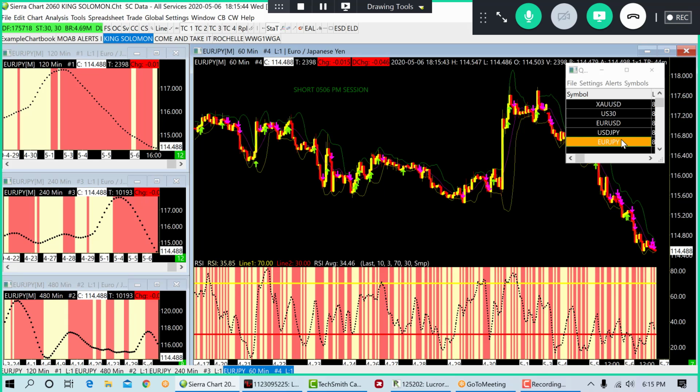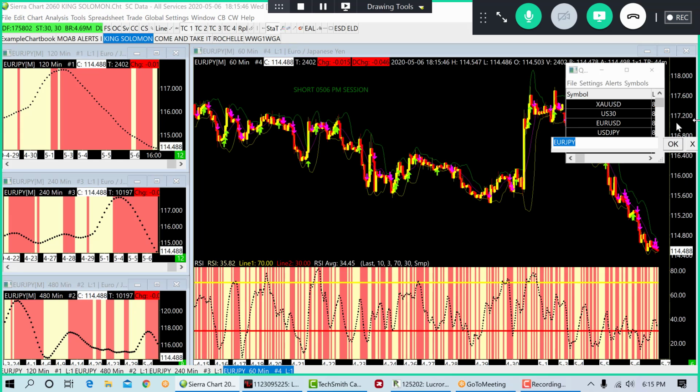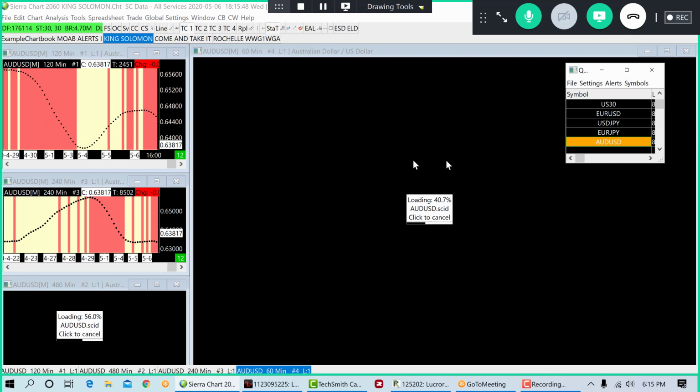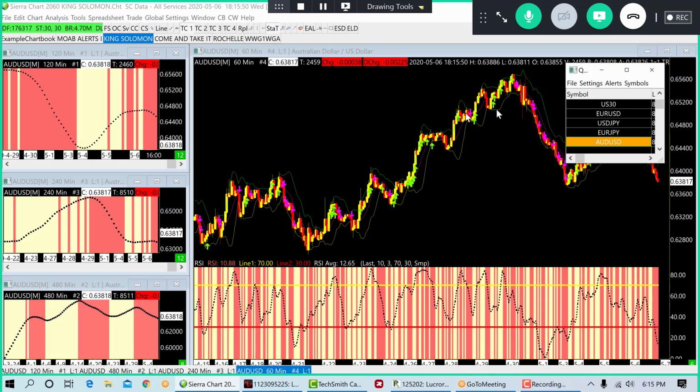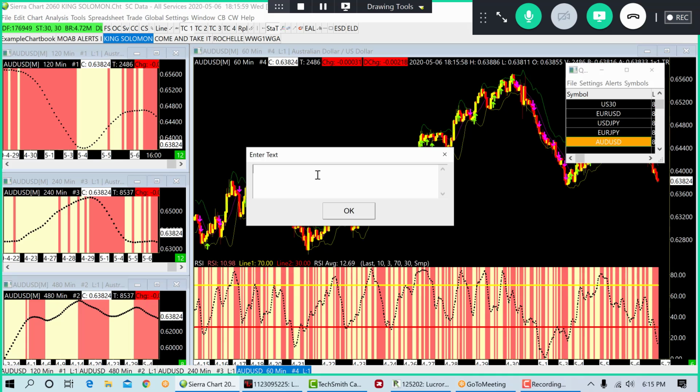Okay, so let's go to the next trade. Aussie dollar versus the US dollar. There were no predictions this morning. But this is what I'll tell you for today: short when indicators turn. And our students know what this means.